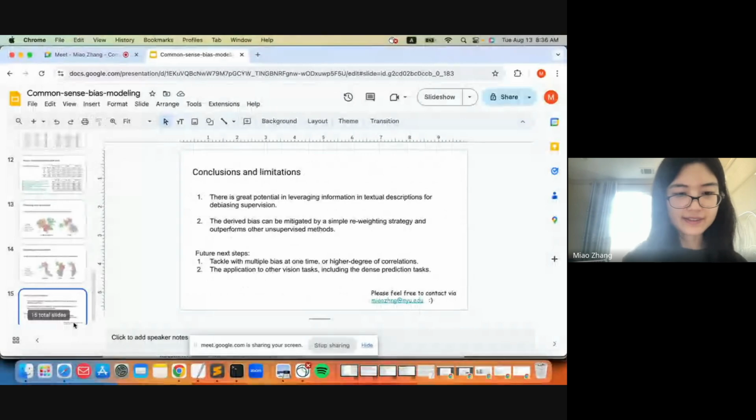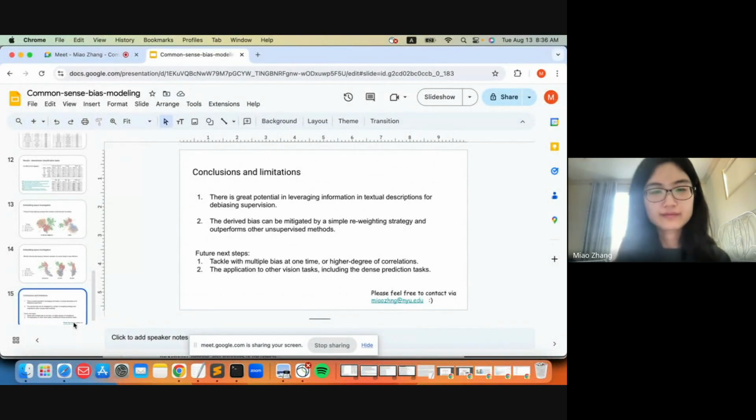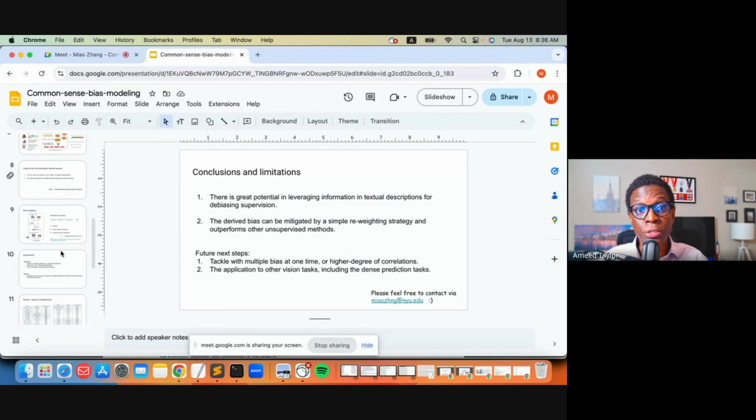I'll kick off with the first question, Mia. I'm curious, can you explain in more general terms how your reweighting strategy avoided introducing new biases during mitigation?